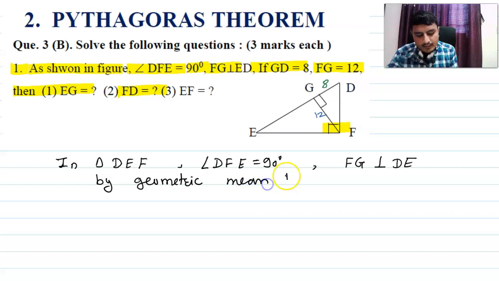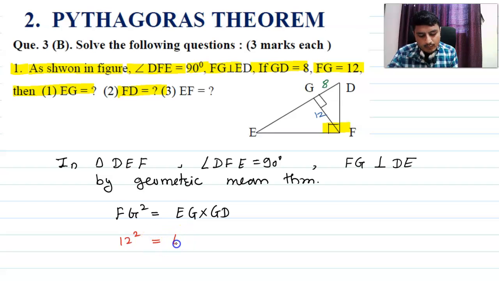As per the geometric mean theorem, the square of FG is equal to the product of the segments made on the hypotenuse, that is EG into GD. Try to replace by their values. FG value is 12, so 12 square equals EG into GD, and GD value is 8. So 12 square is 144, that equals EG into 8.